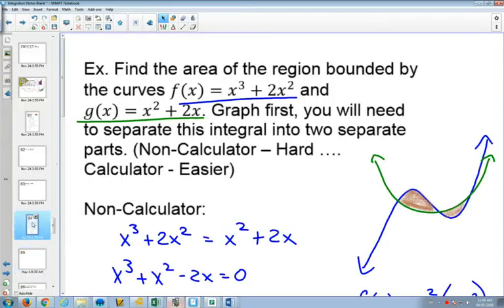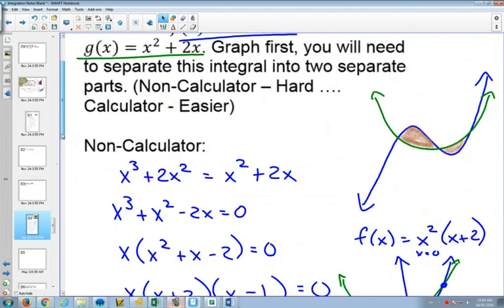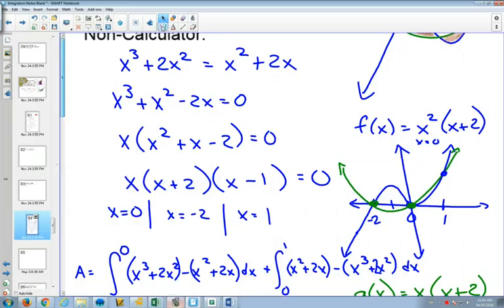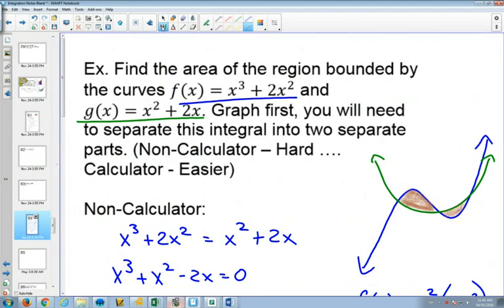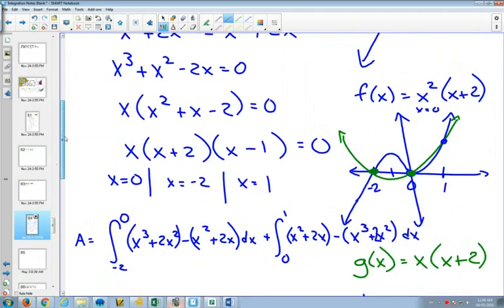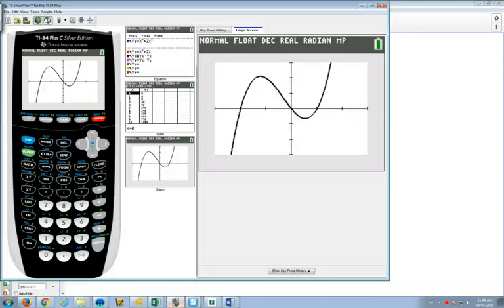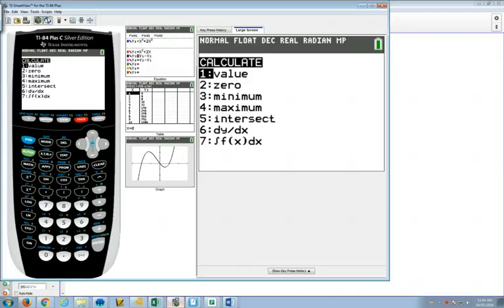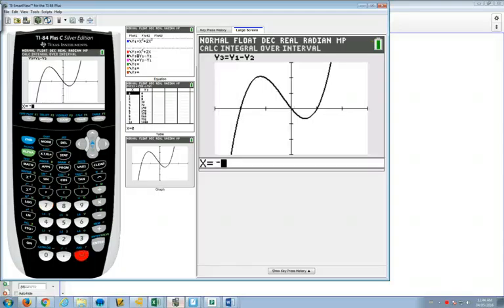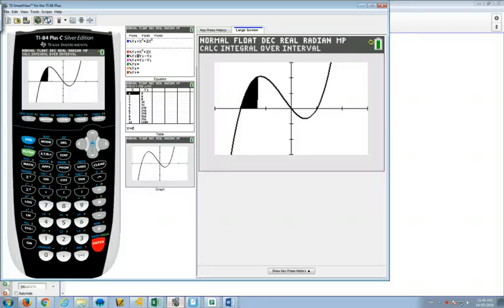And for y1 minus y2, we wanted to find this part right here. Right? That's this area. When you do y1 minus y2, that's finding that area. So if we go to our calculator and we calculate number 7, the integral, from a lower limit of -2 to an upper limit of 0, it'll shade that in, and that should equal 8/3.